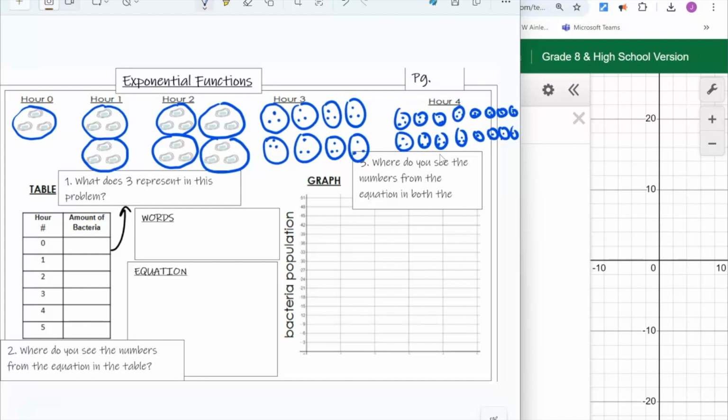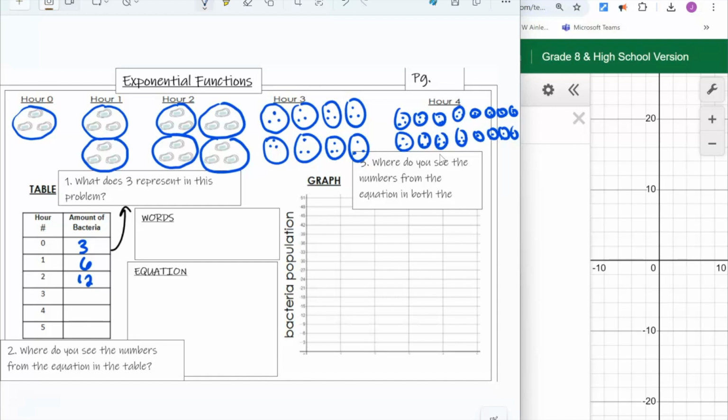So let's go ahead and fill out the table. So in hour 0, I had how many? 3 bacteria, right? 3 little circles or whatever. In hour 1, instead of having one group of 3, I have 2 groups of 3. And if you want to count them, you can. It's going to be 2 groups of 3, which is 6. In hour 2, I have 4 groups of 3, where we can count 1, 2, 3, 4, 5, 6, 7, 8, 9, 10, 11, 12. But it's just faster to go through multiplication.